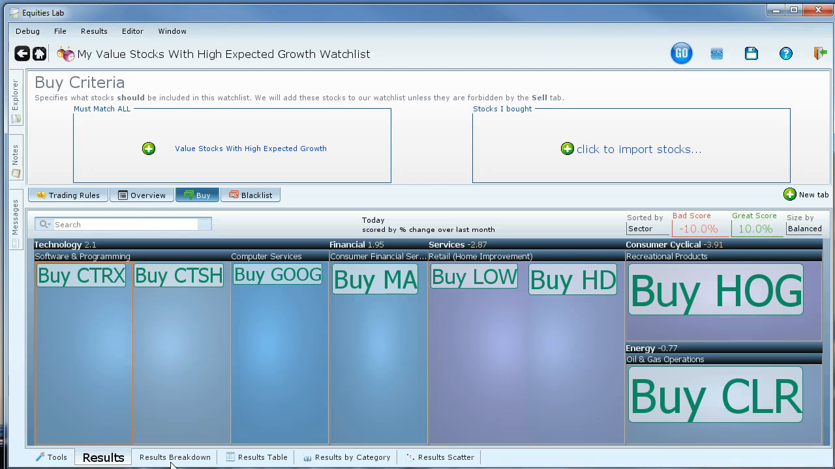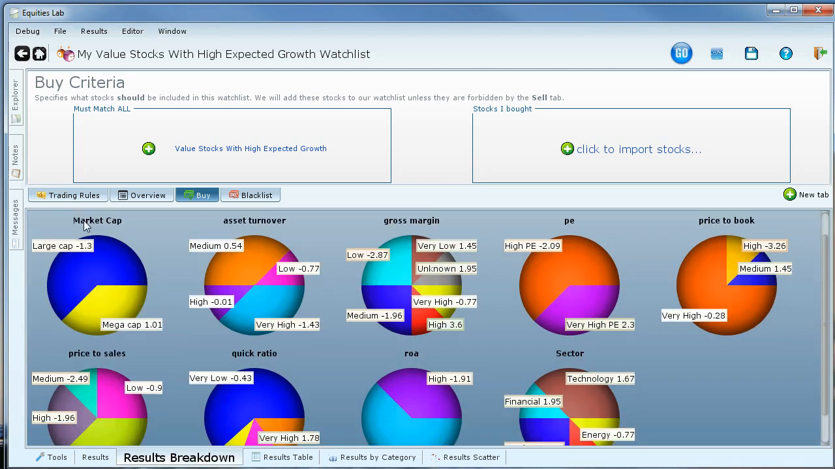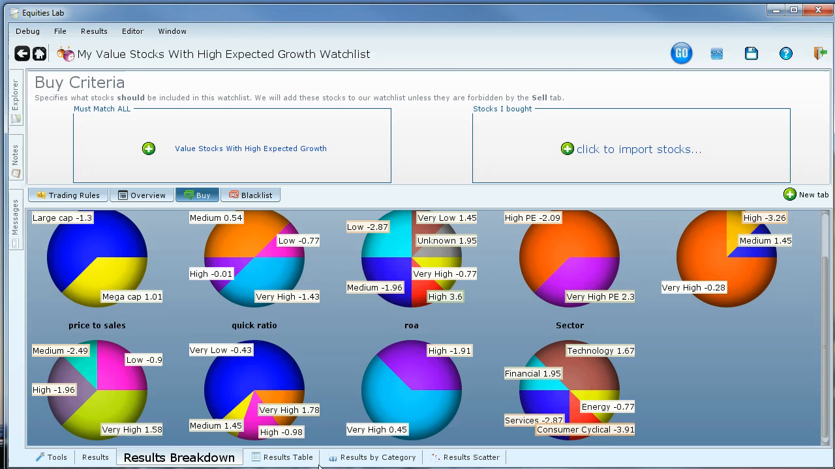Now we also have multiple analytical tools to help you get an idea of the actual stocks that pass the strategy in your portfolio at any given time. For instance, results breakdown displays pie charts that break down your portfolio based on a range of different data, such as sector, market cap, or price to sales.